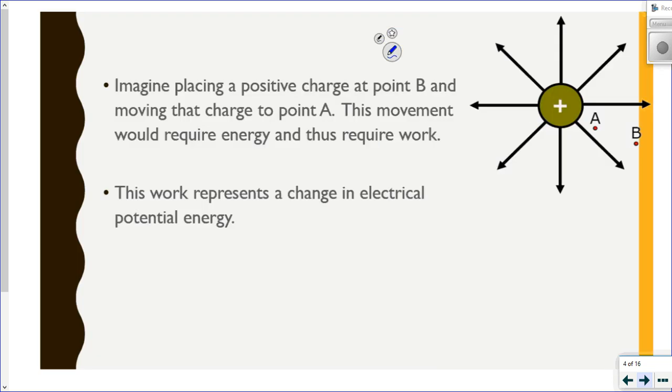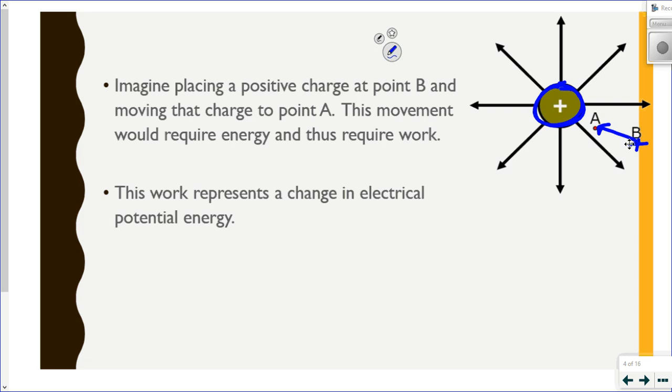So first, imagine with me that you have a charge placed at point B that's positive. We want to take that charge and move it to point A. Well, notice that we're moving it closer to this big positively charged particle. What we know about like charges is that they repel. Therefore, this positive charge wants to get as far away as possible from this large positive charge.